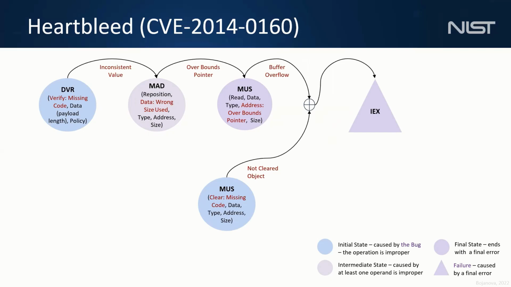Combining the final errors from both chains, the bugged software now can reach and expose sensitive information. The BF description of the Heartbleed vulnerability is: missing data verification leads to use of inconsistent size for an object, allowing a pointer reposition over bounds, which converging with missing clear allows reads of sensitive information and its exposure.